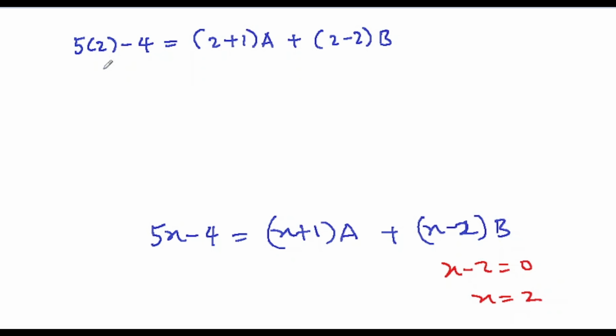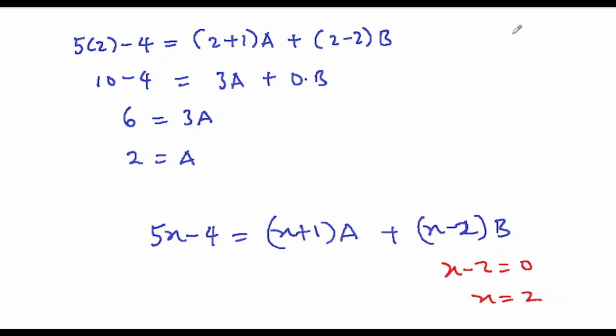and we have b. So this is 10 minus 4. 2 plus 1, that's 3a. 2 minus 2, that's 0. 0 times b is going to be 0. So this 6 is equal to 3a. Divide both sides by 3, and we're going to have 2 equal to a. So we have our a equal to 2.